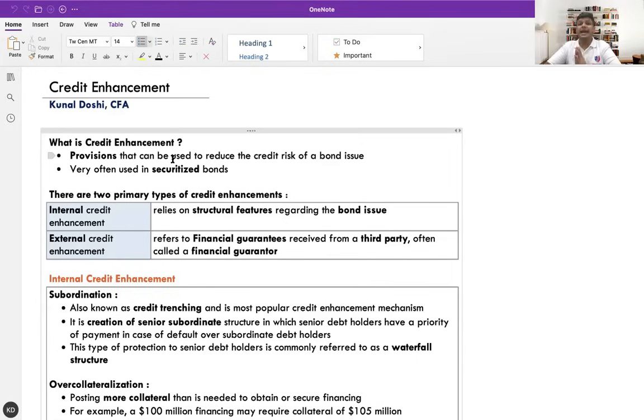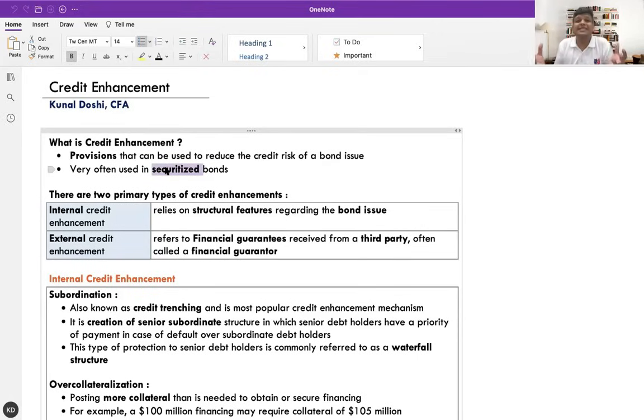That's called giving extra provisions or extra things to the bank or the lender, so that they are assured that you will pay them back. Credit enhancements are provisions that can be used to reduce the credit risk, right? Very often used in securitized bonds. In individual cases, it is very rarely used, but securitized bonds are riskier, so there has to be some credit enhancement. I'll repeat, what is credit enhancement?